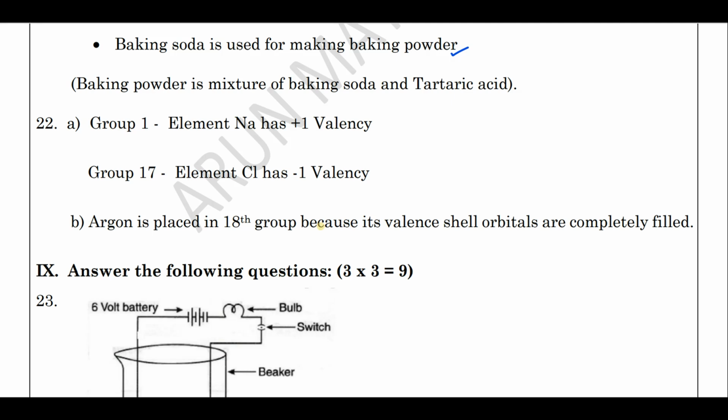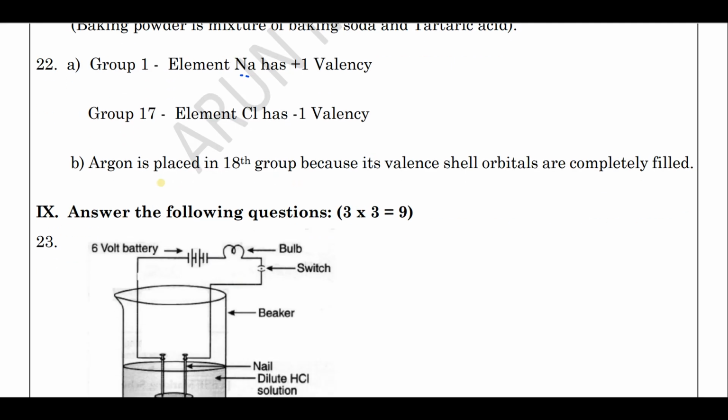In the following table, which has valency of +1? Group 1 element, that is sodium, has +1 valency and chlorine has -1 valency. Why is argon placed in group 18? Because its valence shell orbitals are completely filled, and you can say that it has an octet structure.